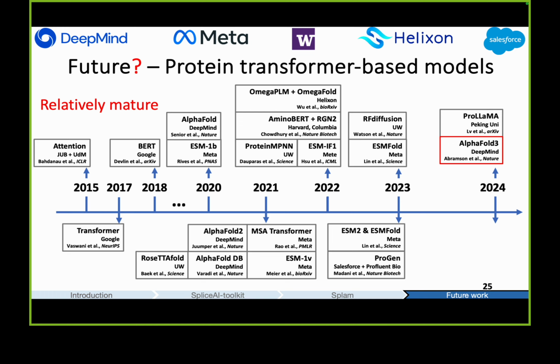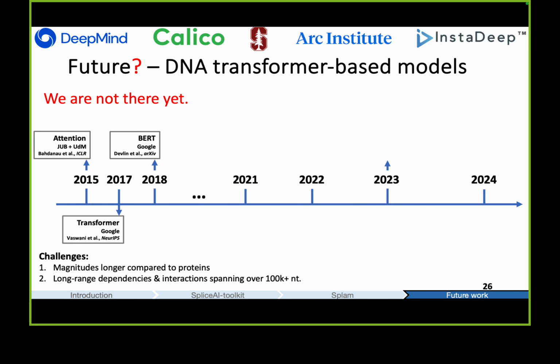And in the application to protein sequences, it is very successful. Famous ones include RoseTTAFold from University of Washington, OmegaFold from Helixon, ESMFold from Meta, and of course, AlphaFold from DeepMind. And in my opinion, it is relatively mature. However, in contrast, transformer-based DNA sequence models are not yet mature in my opinion.